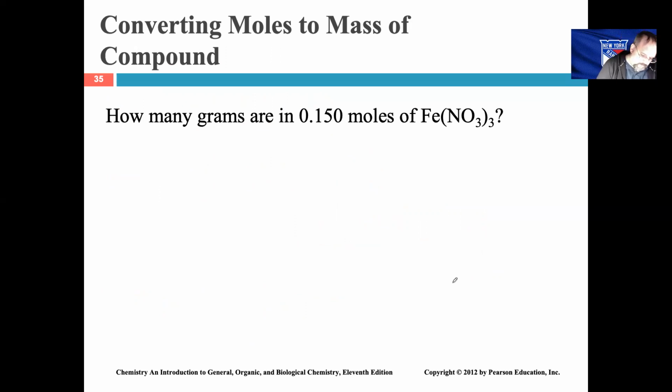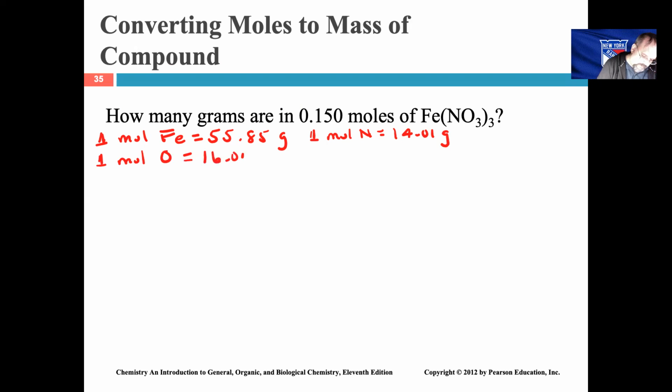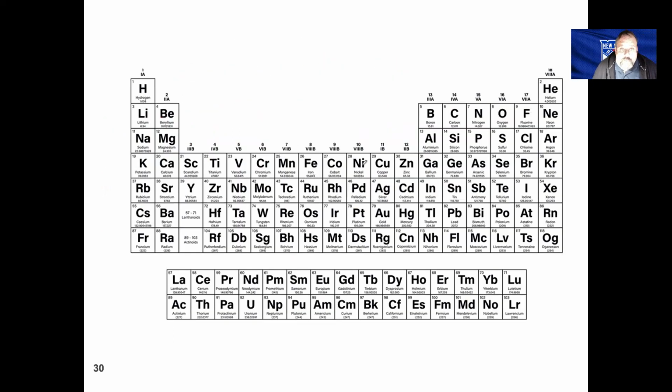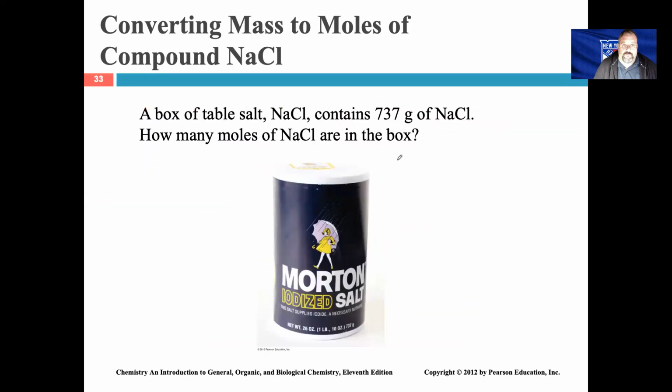All right. So 1 mole of iron is equal to 55.85 grams. 1 mole of nitrogen is equal to 14.01 grams. And 1 mole of oxygen is equal to 16.00 grams. Again, these are the molar masses from the periodic table. Okay. And let's go back and just double check. So iron 55.85, nitrogen 14.01, oxygen again 16.